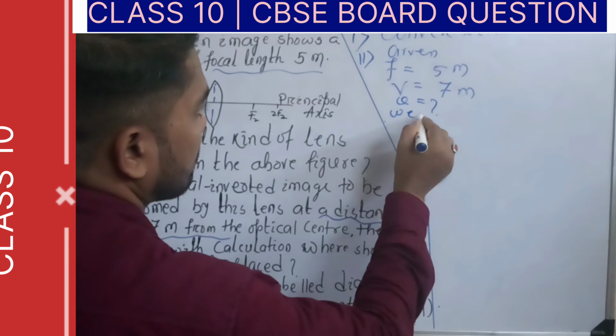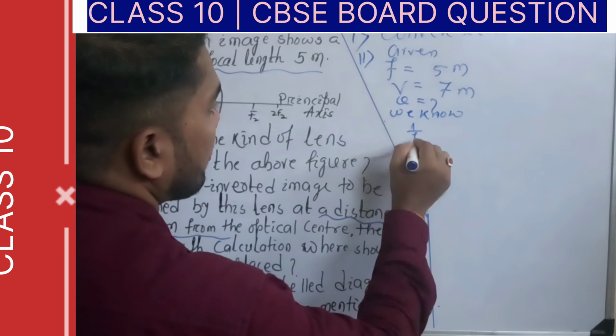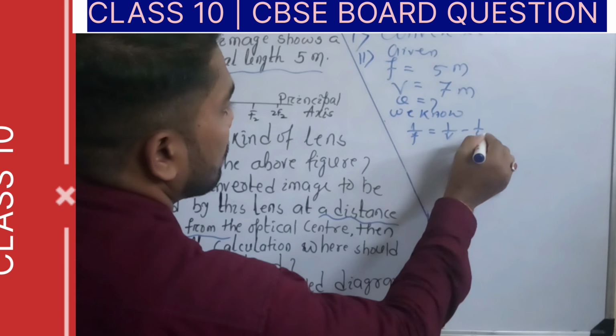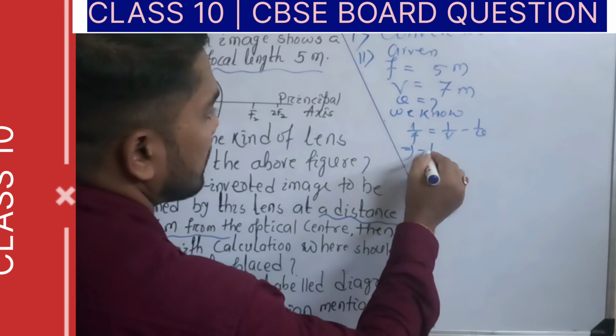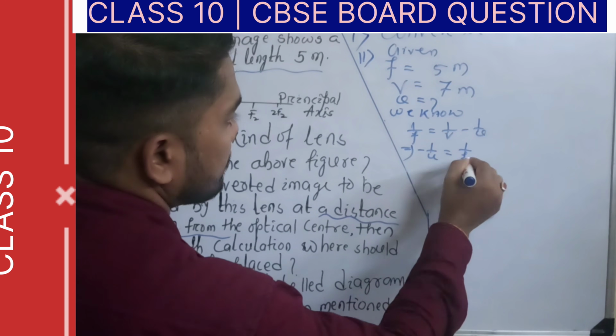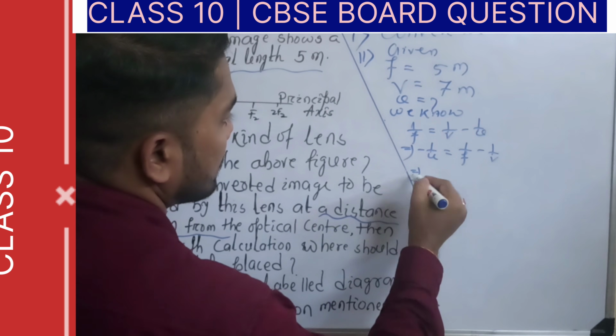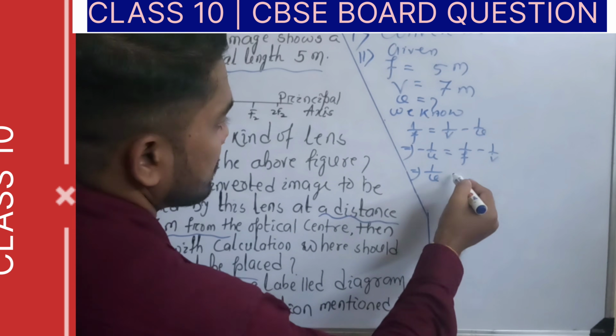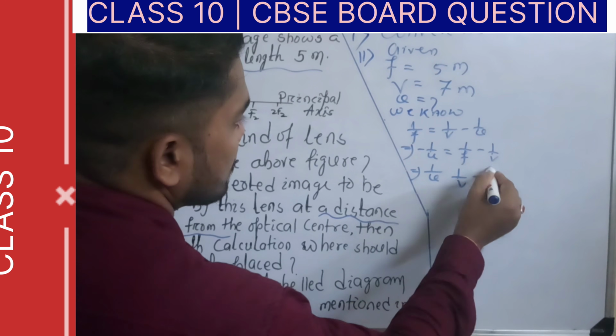First of all, as the focal length and image distance are given, we will use the lens formula, that is, we know 1 by f is equal to 1 by v minus 1 by u. So this implies that minus 1 by u is equal to 1 by f minus 1 by v, and this implies 1 by u, the minus will transpose, becomes 1 by v minus 1 by f.